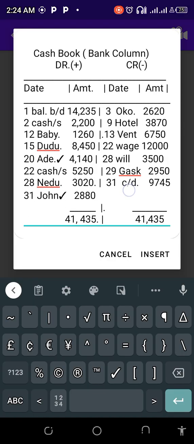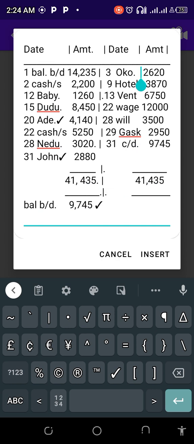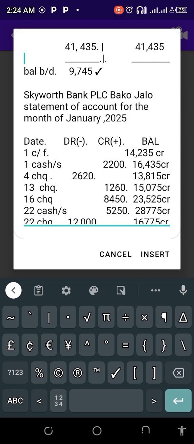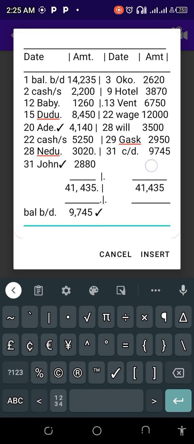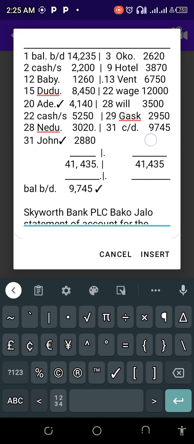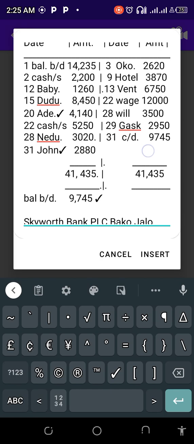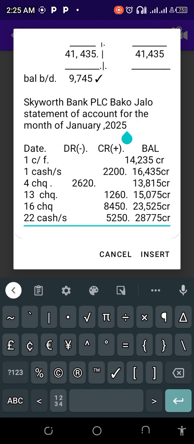Now, the first one there is Oko. Oko is on the third, and let us go to the debit side of the bank statement to see whether we can locate Oko or any check. Oko is 2,620. That is there. Then Hotel, another check issued by Mr. Hotel, 3,870. Let us try to locate it whether it's there.